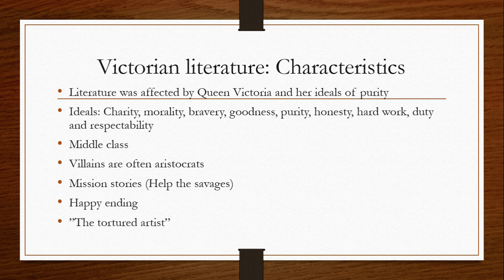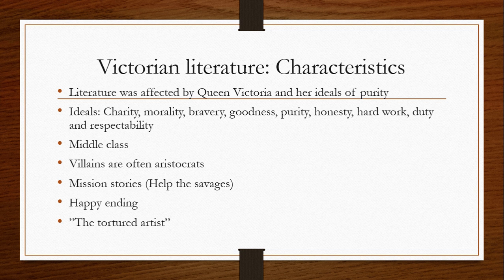where Queen Victoria is quite a big influence, actually. She had some ideals of purity and the pure and perfect person, and that was that they should be charitable, moral, brave and good and pure and honest and hard-working and dutiful and respectable. And I mean, who is she even talking about, really? Because everyone has flaws, right?